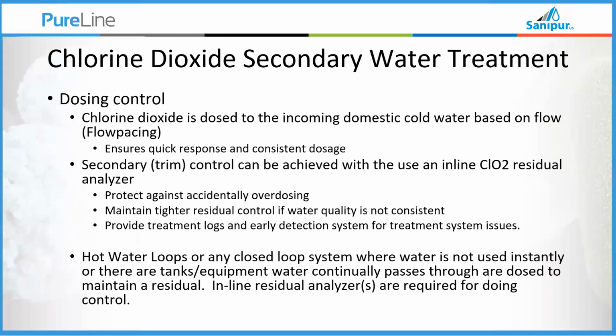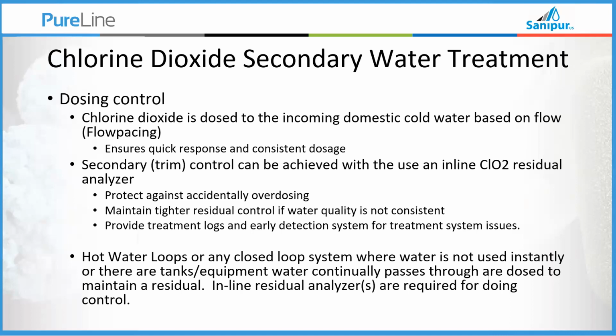Dosing control, chlorine dioxide. When we dose it to the domestic cold water coming into the building, there's a flow meter on that typically. If not, one can be installed, either a non-contact or an insertion-based flow meter, and that flow reading is ported directly to the chlorine dioxide system, be it a generator or a dosing system, to control dosing pumps to deliver chlorine dioxide proportional to the flow.